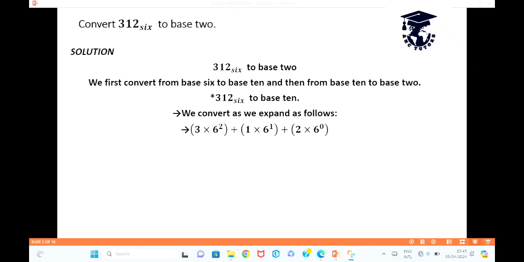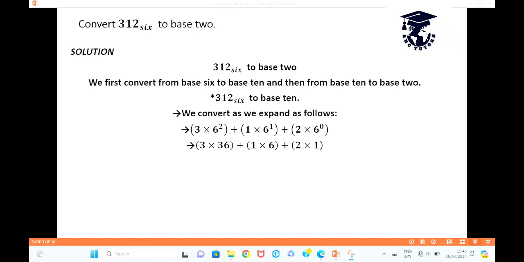So we introduce our powers from the right hand side towards the left hand side. At the most extreme right, we have the power of 0. Moving towards the left, we have the power of 1, and at the most extreme left, we have the power of 2. So simplifying the brackets and its components, we have 3 times 6 squared. But 6 squared is equal to 6 times 6, which is equal to 36. So we can as well write 3 times 36 plus the second bracket, 1 times 6 raised to the power 1, which is the same thing as 1 times 6, because 6 raised to the power 1 is equal to 6, plus 2 times 6 raised to the power 0.